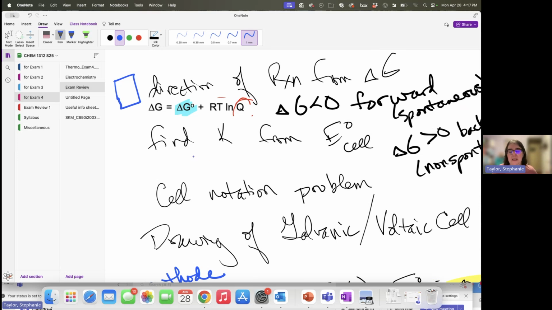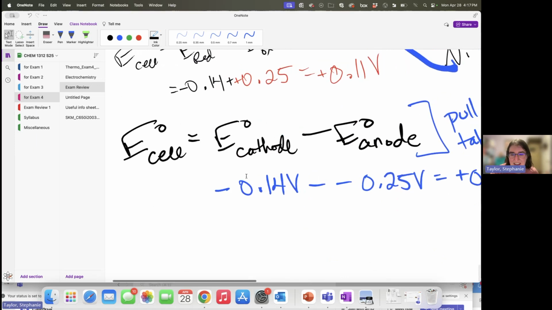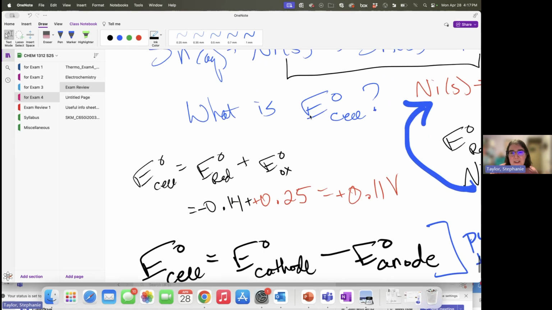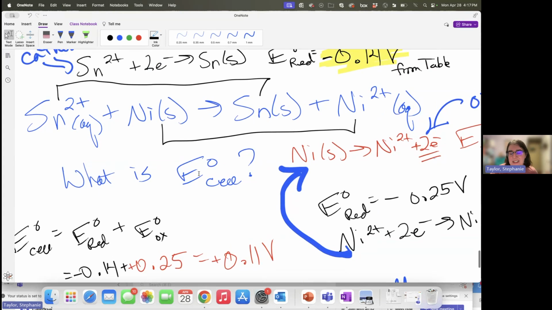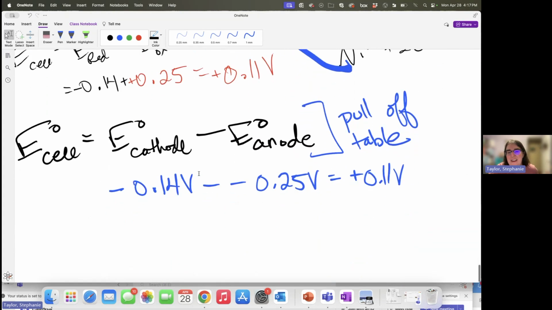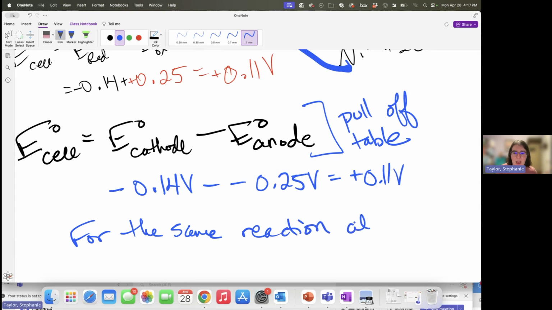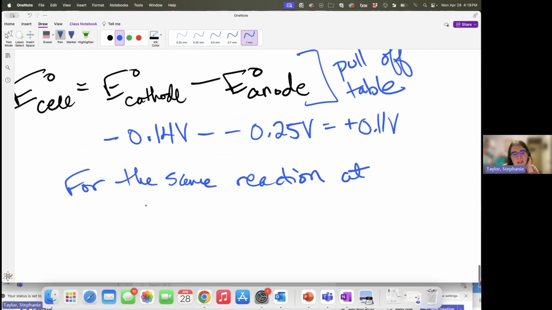Find K from E-cell. This is actually the one I wanted to do next because we already found E-cell. So we already did this reaction with tin and nickel, and then it says what is E-cell, and we already found E-cell. So now for the same reaction, do you guys have a preferred temperature? Let's do 40 degrees Celsius. Why not? What is K?